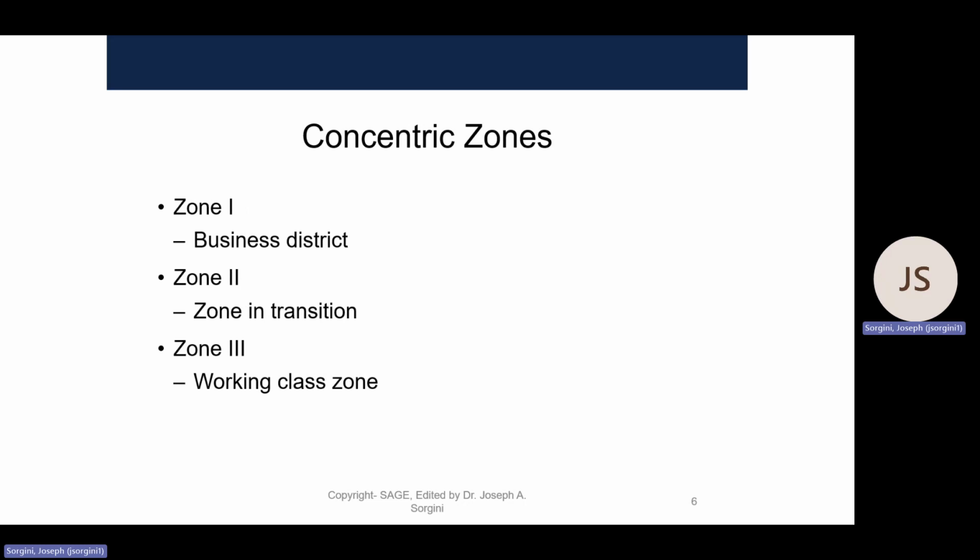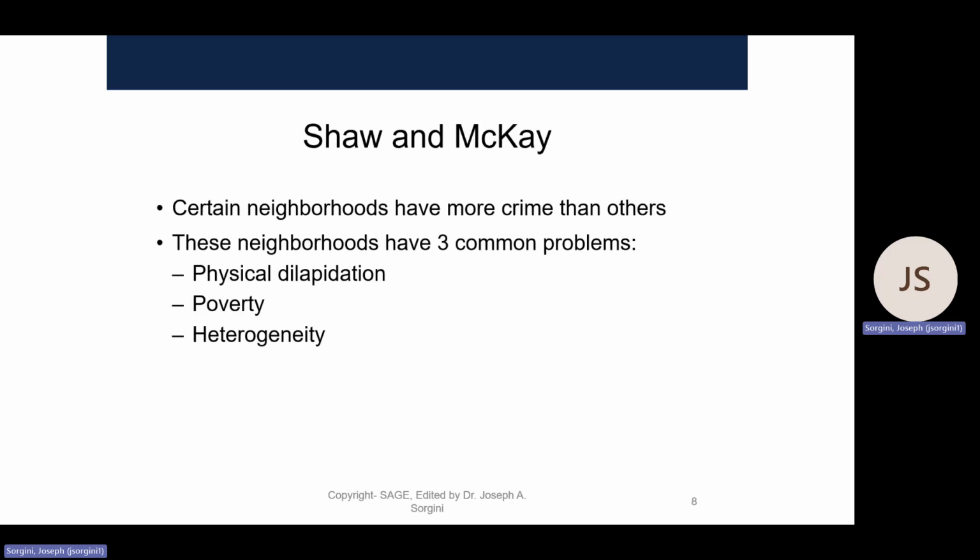In the working class zone, the working class individuals were very angry at the zone in transition people. They didn't want to deal with the individuals who were fleeing an area that had completely fallen apart or was transiting either from business to residential, from residential to business. They didn't want to deal with it. But each of them, they found, had three common problems.